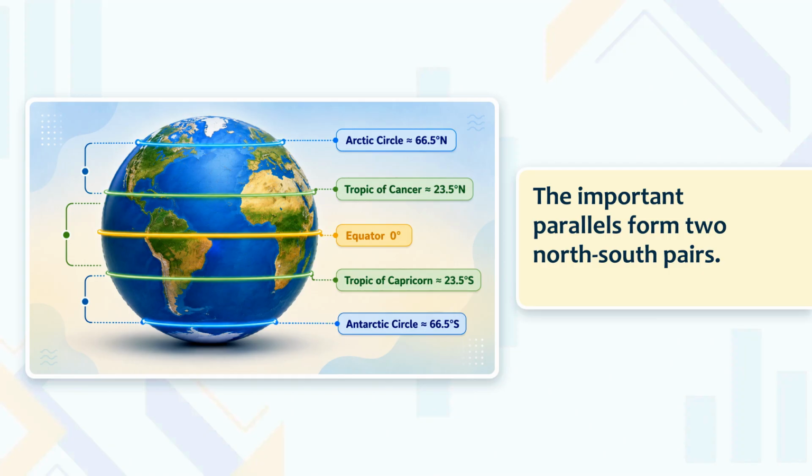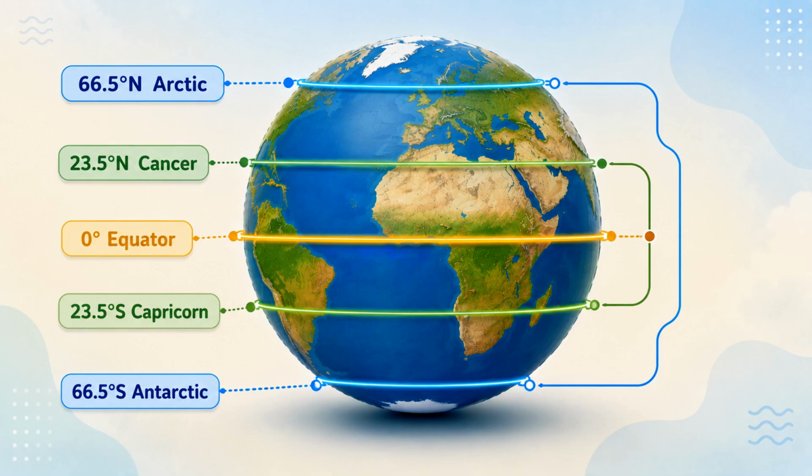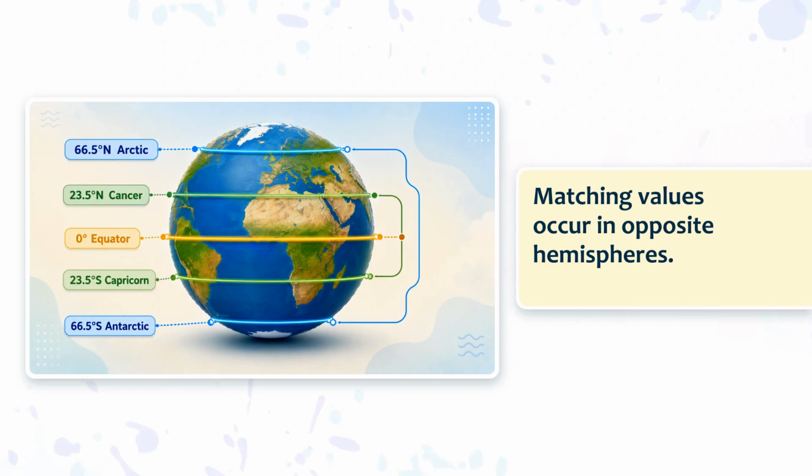The important parallels form 2 north-south pairs. The tropics are about 23.5 degrees N/S, and the polar circles about 66.5 degrees N/S. The important parallels form matching north-south pairs around the equator. Keep the N or S with each value to identify the correct partner and read their order carefully from the North Pole downward. The pair structure reduces 5 separate labels to one organized schema.